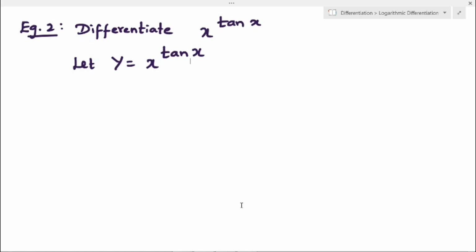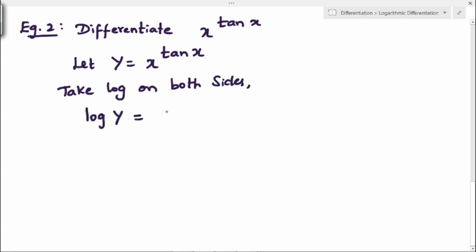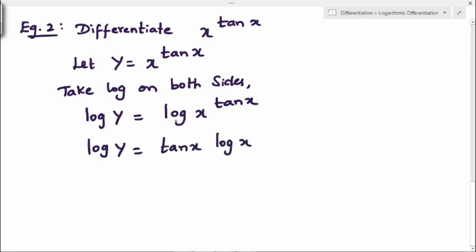Before that we are assuming that x power tan x to be some y. So y equal to x power tan x. So now we have to take log on both sides. So the left hand side, log y equal to log of x to the power tan x. So that is log y equal to tan x into log x. We are taking this power term to the front side, so it will become tan x into log x. So now we have to differentiate this with respect to x.